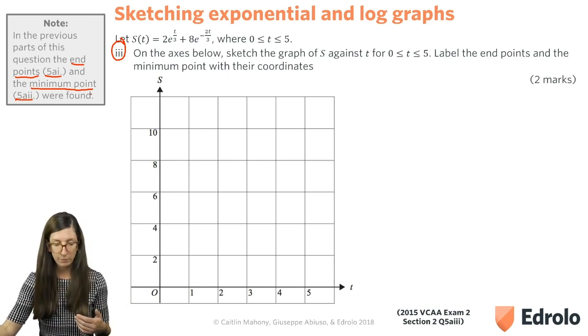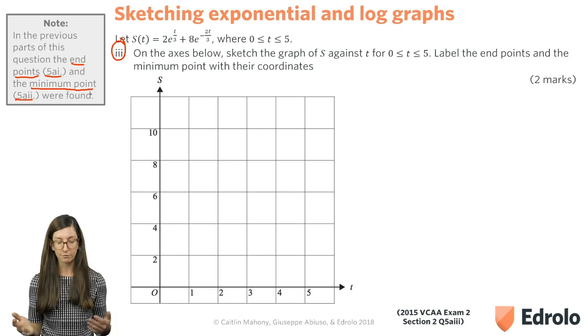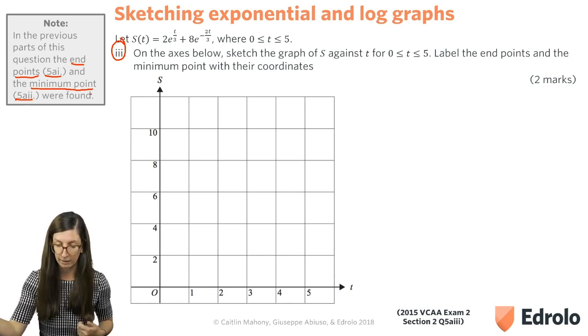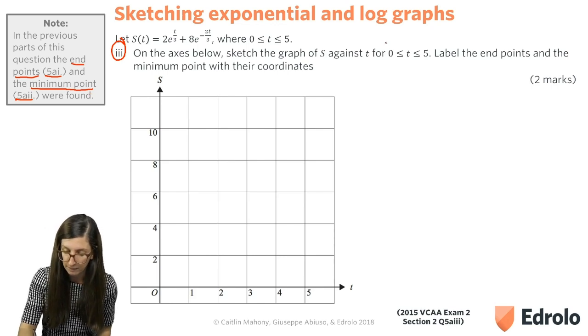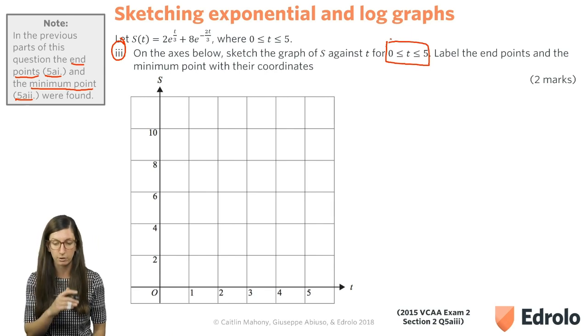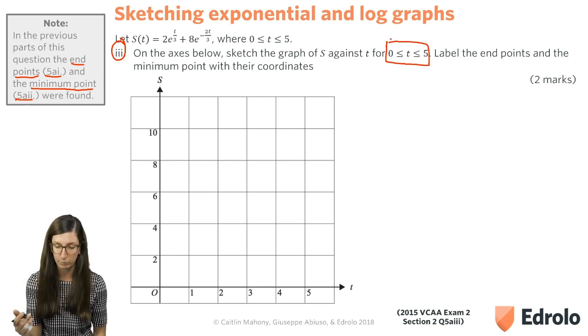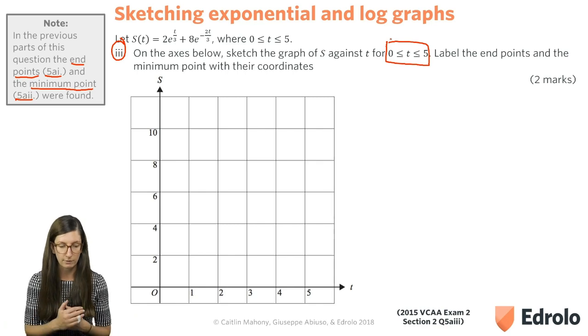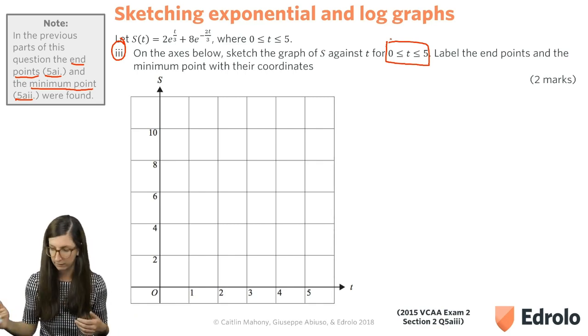So we will need to be able to sketch this graph. The graph is called S, and we have been given a domain here from 0 to 5, and that's all inclusive. So we need to show that our graph ends at those points with a closed circle. Okay, so what's the shape of this graph? The quickest, easiest, nicest way to do this is to use our graphics calculators.